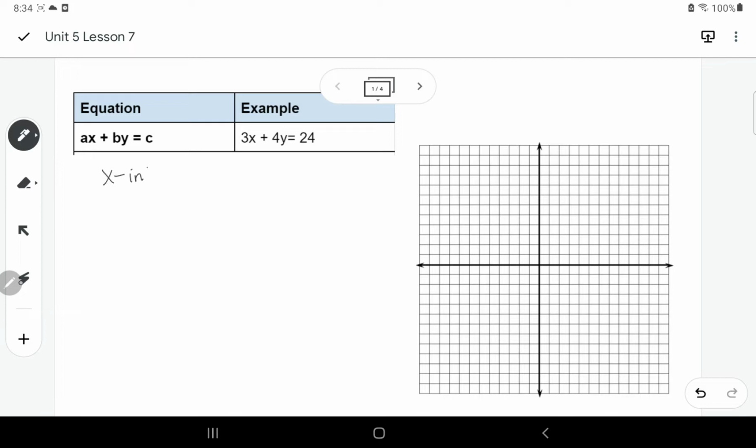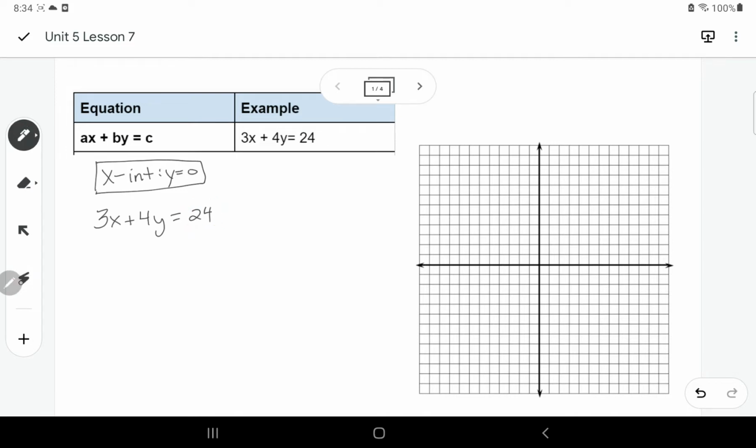So for your x-intercept, we know that any point along this x-axis has a y value of 0. So I always like to write this down to help me remember what I'm doing. So 3x plus 4y equals 24 is my equation. Now, sometimes when I'm teaching this in person, we just look at what would happen if the y equaled 0. Here, I would get 4 times 0. So I might cover that up with my finger and say, hey, 4 times 0 is 0. So I would just be left with 3x equals 24.